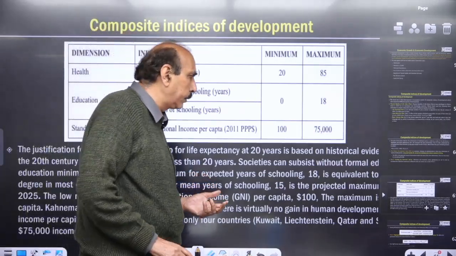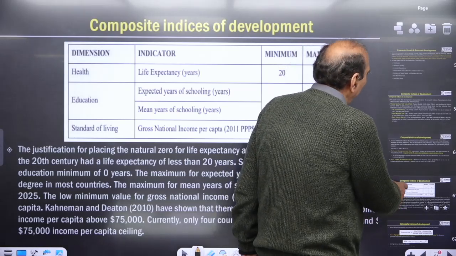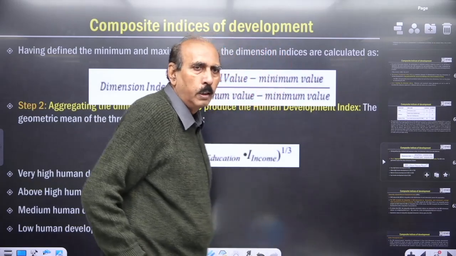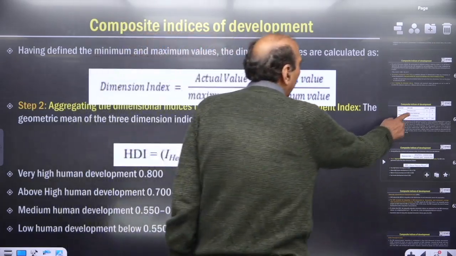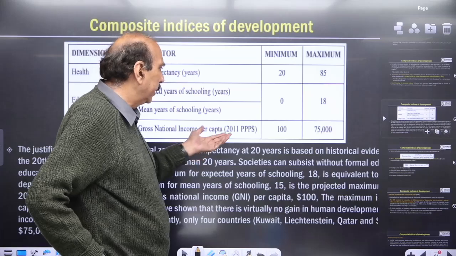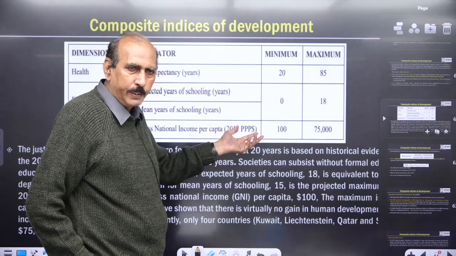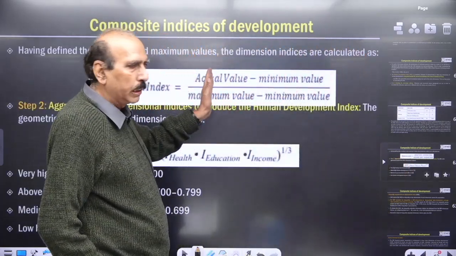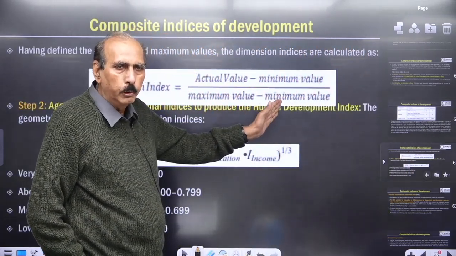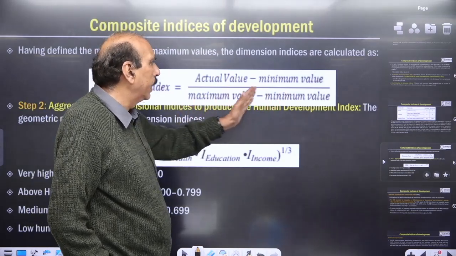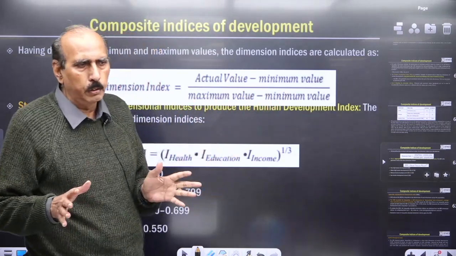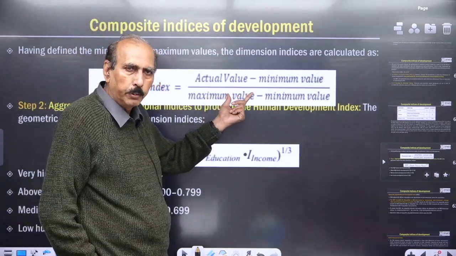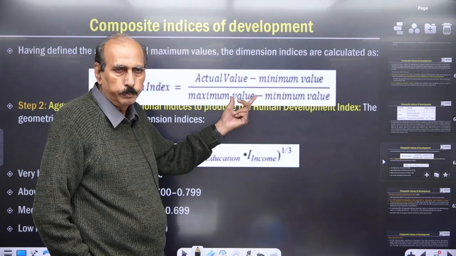Now, to calculate the indices, the income is in purchasing power parity dollar terms. You calculate this: actual value minus minimum value divided by maximum value minus minimum value. For each parameter we apply this, and we get a dimension index.